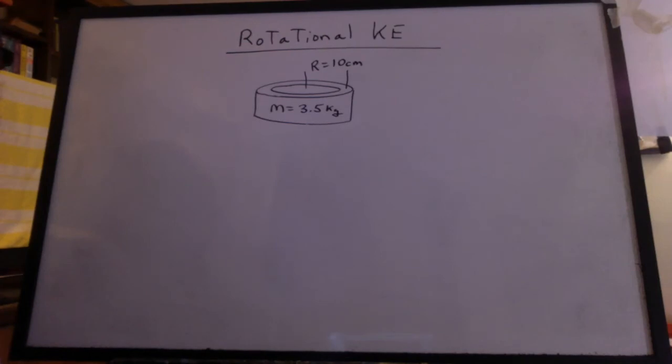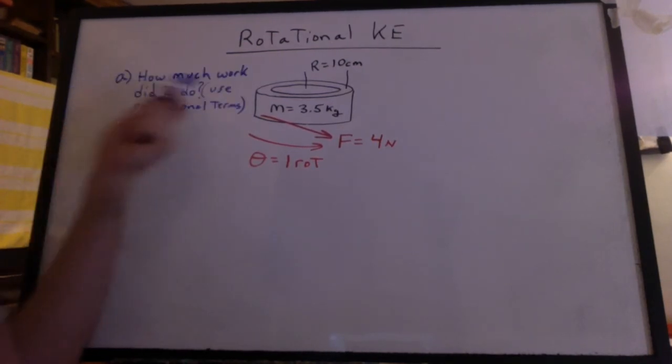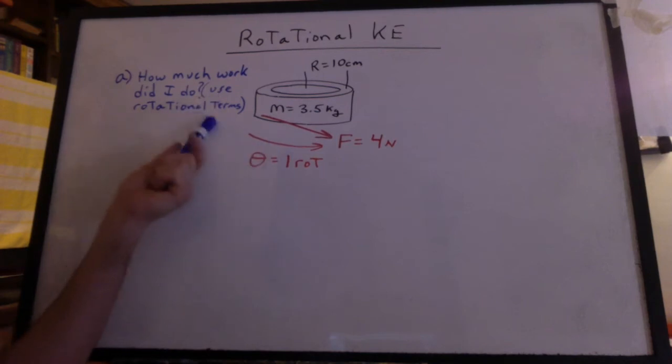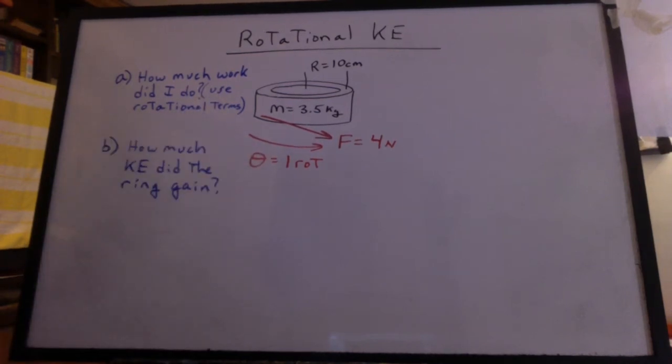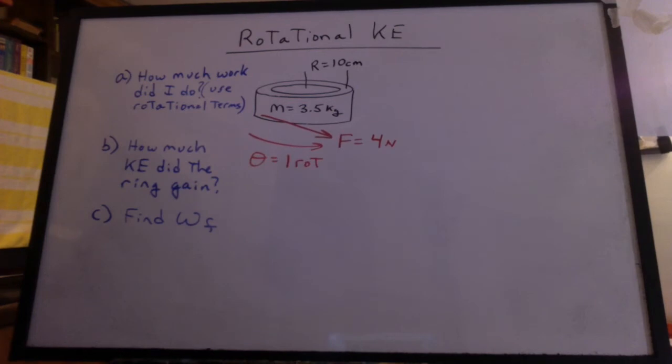So here's a good problem to practice. Let's say we take a ring with 3.5 kilograms with a radius of 10 centimeters. And let's say I put it on a massless turntable and I apply a force tangentially of 4 newtons through an angle of 1 rotation. Why don't you try to figure out how much work did I do? And I want you to use rotational terms. Then ask yourself, how much kinetic energy did the ring gain? Then you can find the final omega. Now pause the video and go try this before I do it.